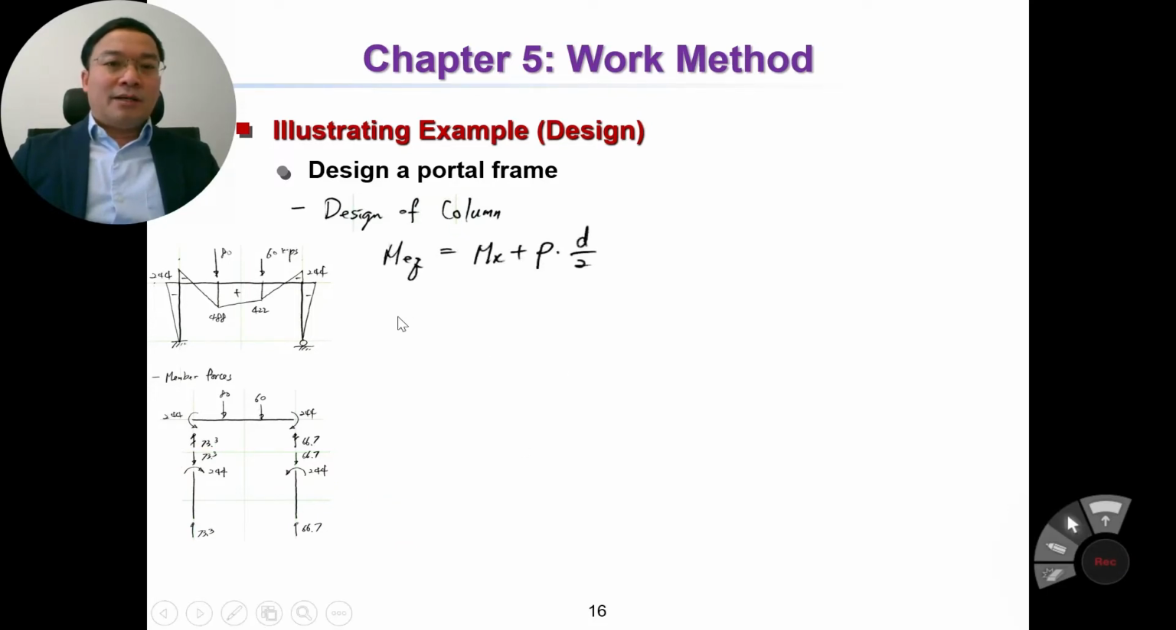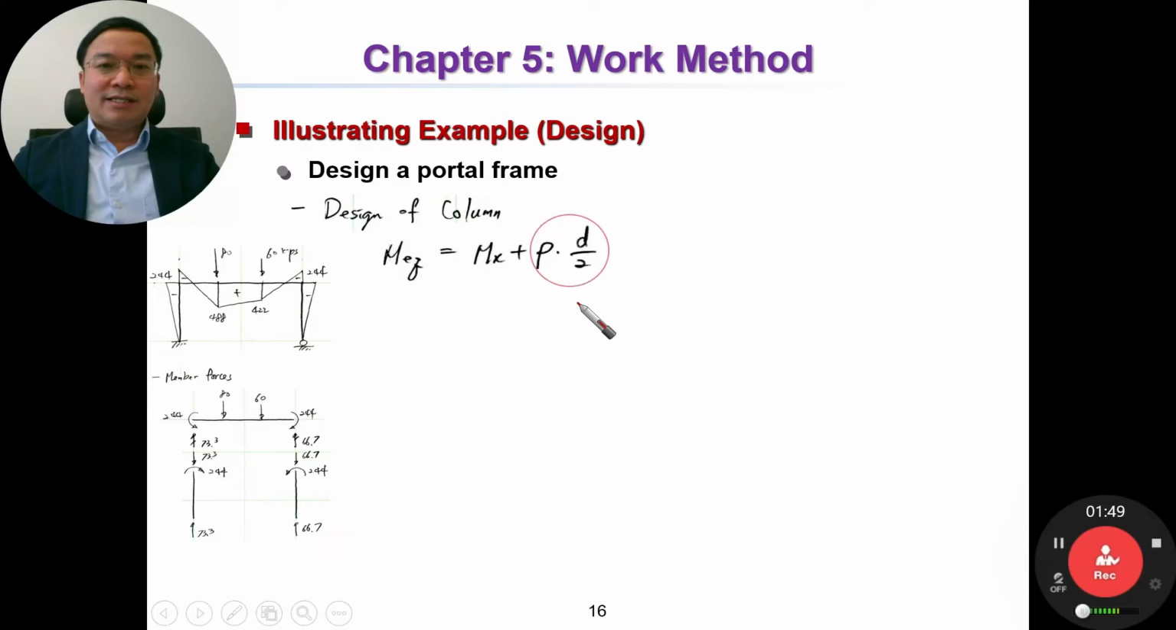The requirement of moment capacity can be calculated by using this equation. M requirement equal to Mx plus P multiplied by D divided by 2. Actually, this is MP, equal to the requirement plus this one, and P is the axial force here, and D divided by 2.